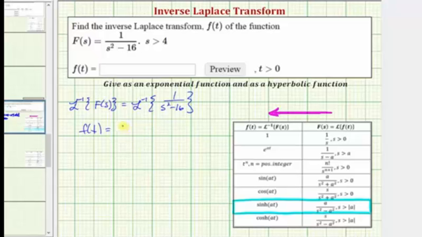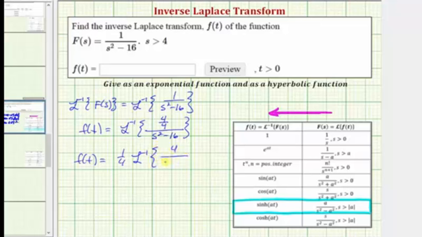So let's write this as the inverse Laplace transform of, let's write 1 as 4 over 4, 4 divided by 4, and then we still have a denominator of the quantity s squared minus 16. And now if we want the numerator to be 4, not 4 over 4, we can factor out 1/4 and write this as f of t equals 1/4 times the inverse Laplace transform of 4 divided by the quantity s squared minus, to make it better fit this formula, let's write 16 as 4 squared.